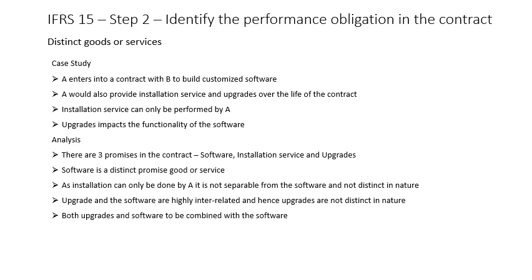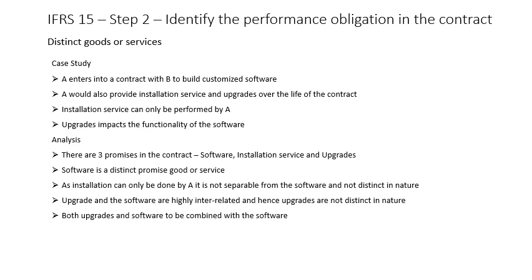Now let's look at another example. A enters into a contract with B to build customized software. Along with the software, A would also provide an installation service. The installation of the software is very complex and can only be done by the developer of the software, that is A. A would also provide upgrades of the software over the life of the contract, which would impact the functionality of the software.